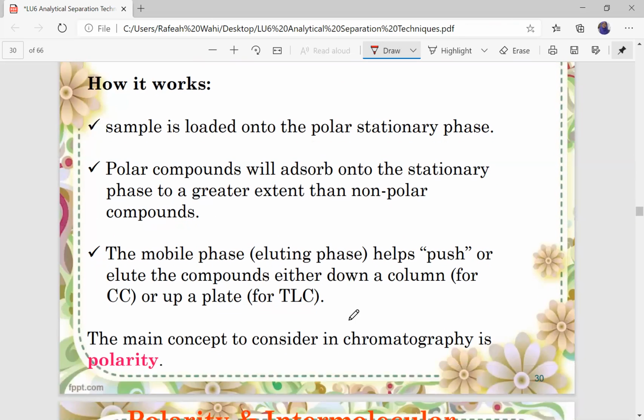So the main concept is to consider the polarity of your stationary phase, as well as your eluting substance or eluting compounds, as well as the compounds or analytes that you want to analyze, okay? Then you want to separate.